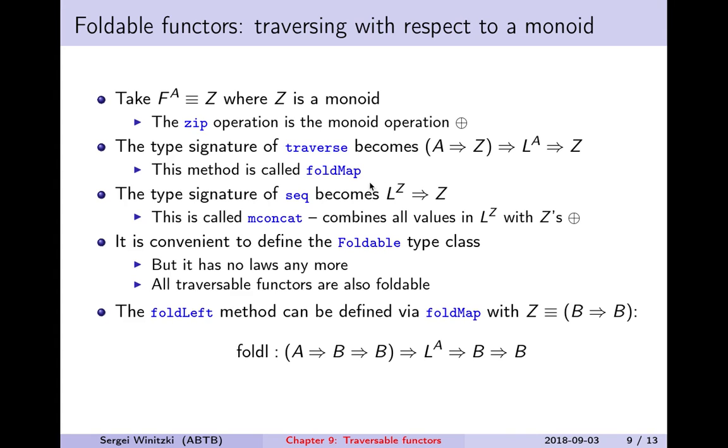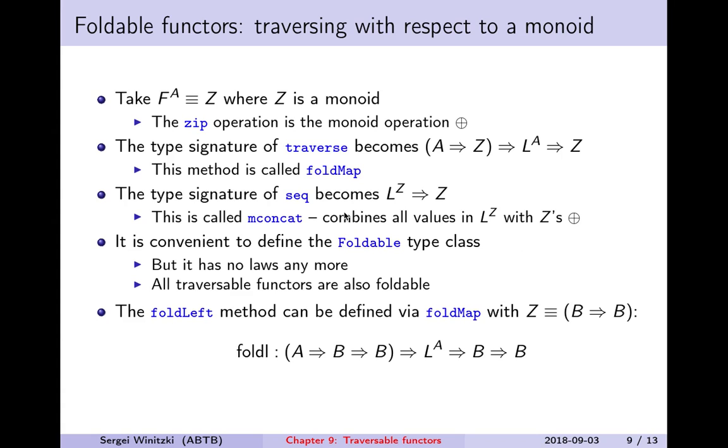The type signature of sequence becomes simple like this. And that is just to concatenate all monoid values in a container into one using the monoidal operation. So this is called mconcat.